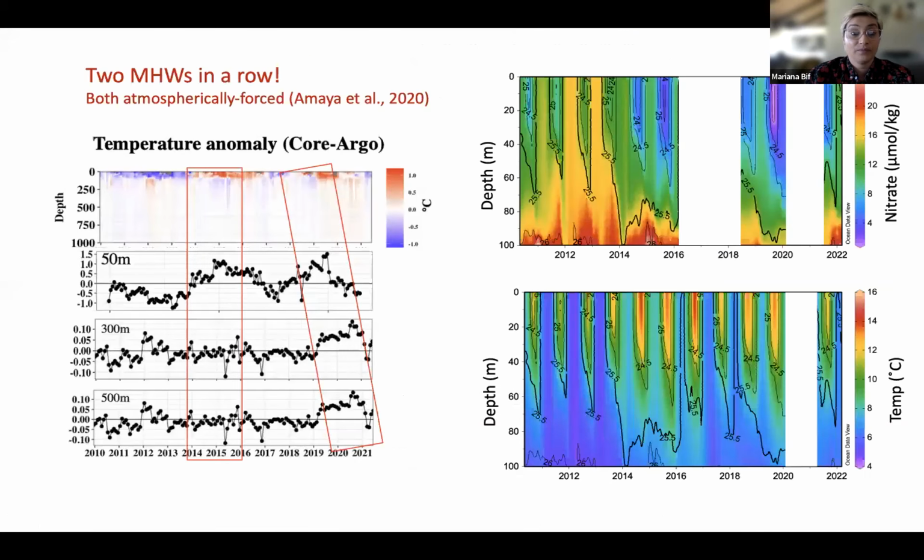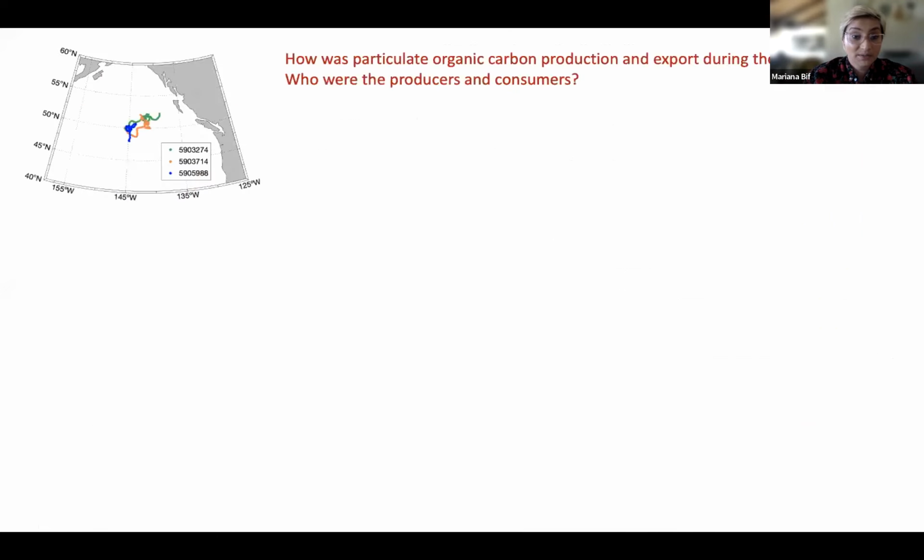So that second marine heat wave was similar to the first one. And it was more, these warm waters propagated to the deep ocean, a little bit different from the first one. But we were really interested in seeing what was the POC. And if the POC production and export was different, who were the producers, who were the consumers? Did the microbial community change or not?